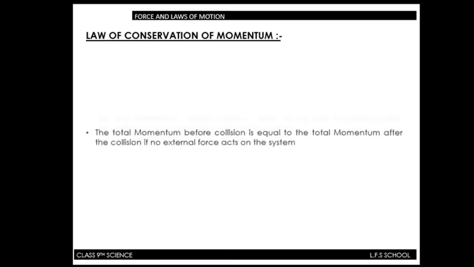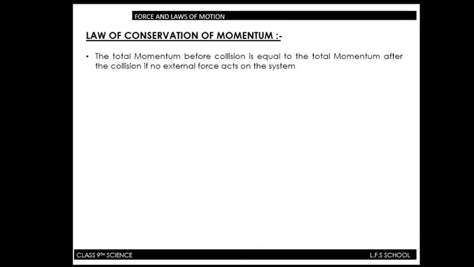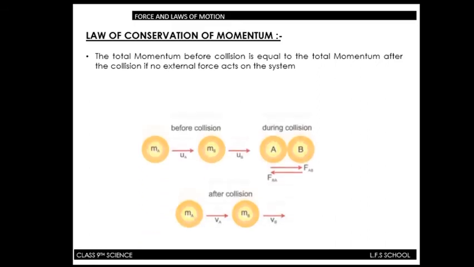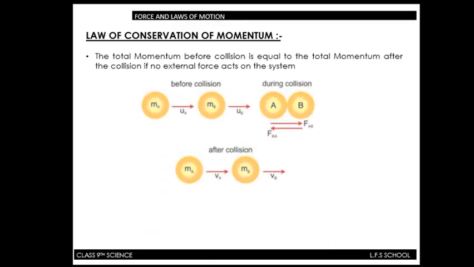Now we will be studying the law of conservation of momentum. So what is momentum? Already we have studied that momentum is the product of mass and velocity. The law says that the total momentum of two bodies before and after collision remains the same. For that, there is one derivation, that is m1u1 + m2u2 = m1v1 + m2v2.